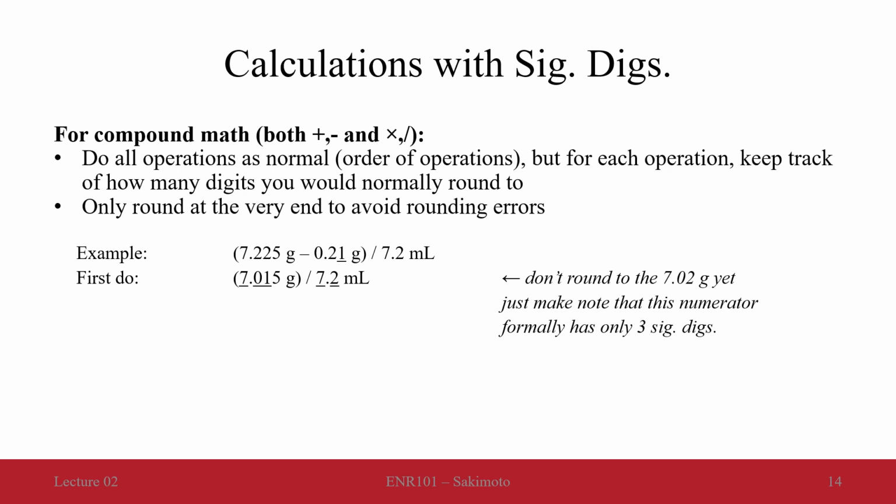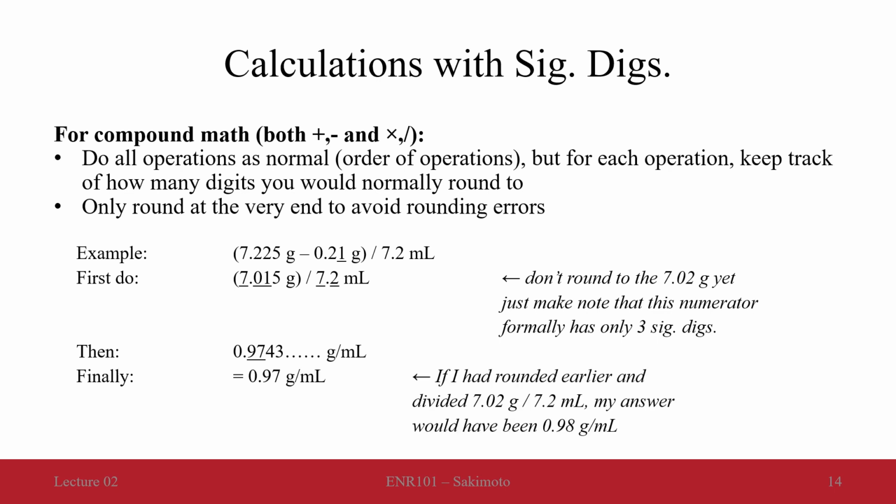We then perform the operation using the full number, 7.015 divided by 7.2, and we get 0.9743 something grams per milliliter. Only here at the very end, recognizing that 0.97 grams per milliliter has 2 sig figs formally, we round it to two significant digits, 0.97. Had I rounded earlier, had I rounded 7.015 to 7.02, I would have gotten a different answer, an incorrect answer from a rounding error.